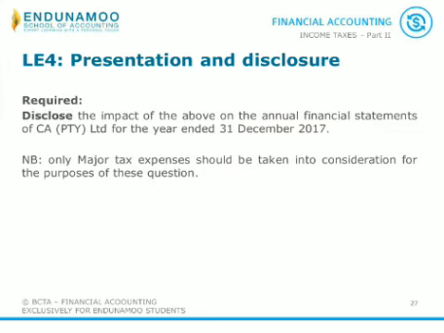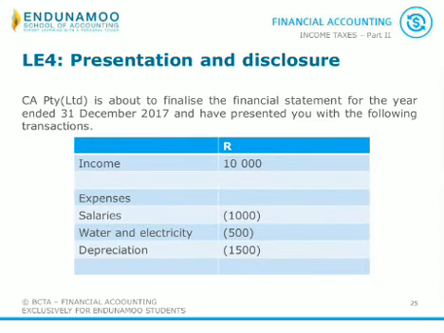And this now takes us back to applying the principles that we learned in the earlier slides. It says here, disclose the impact of the above on the financial statements for the year ended 31 December 2017, and only major tax expenses should be taken into consideration. Major tax expenses. So we already know salaries wouldn't be considered major. Water and electricity wouldn't be considered major, purely for the reason that, for SARS and the company, water is water, electricity is electricity, salaries are salaries. There's no two ways about it.